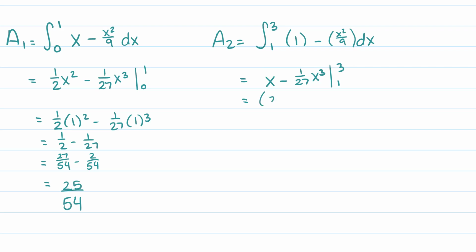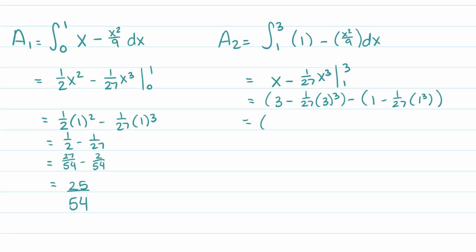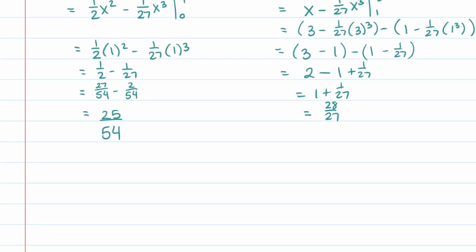And then this is going to be 3 minus 1 over 27, 3 cubed, minus 1 over 27, 1 cubed. So this gives me 3 minus 3 cubed is 27, and 27 divided by 27 is 1, minus 1 over 27, which is going to be 2 minus 1 plus 1 over 27, 1 plus 1 over 27, which is going to give me 28 27ths.